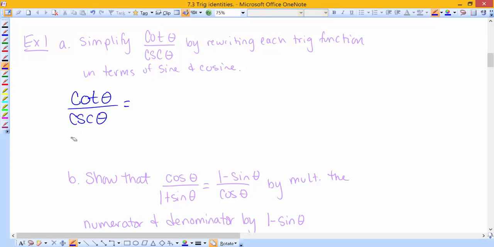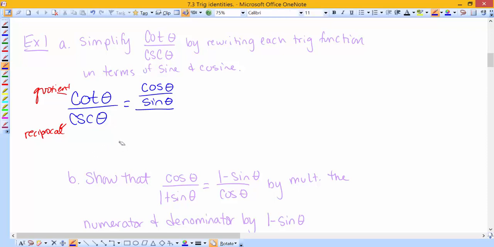Now look at your quotient identities. You have a quotient identity that uses cosine over sine. So cotangent is cosine of theta over sine of theta. Now we need to rewrite cosecant. Look at your reciprocal identities. Cosecant is 1 over sine. So this is a quotient identity, and this one I'm going to use a reciprocal.